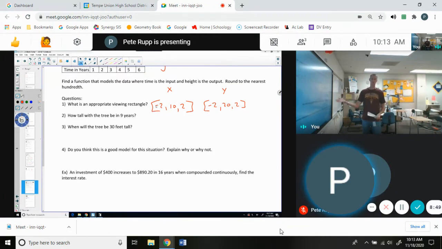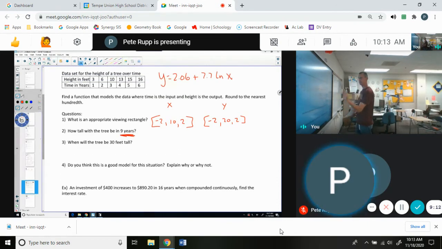And again, that's a really important skill. Depends on who your teachers were before, how much they emphasized moving around and finding those viewing rectangles. So how tall will the tree be in 9 years? So 9 years, years are your x values. So what this is asking you is to input 9 into your equation. So if I go back up here and see my equation, I'm going to input 9 into my equation there. So grab your calculator.